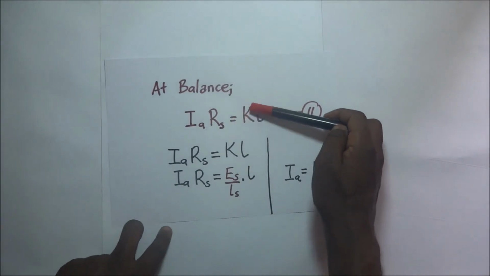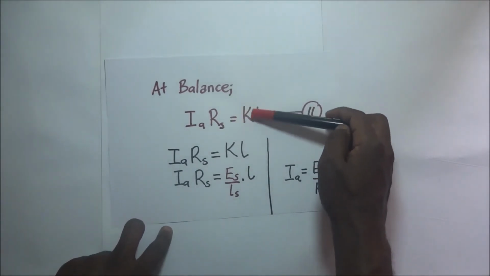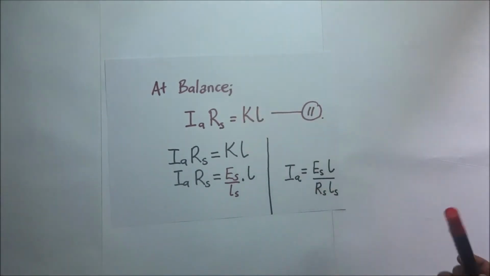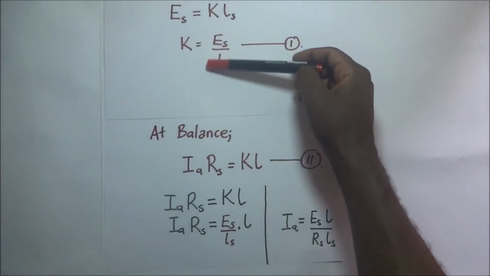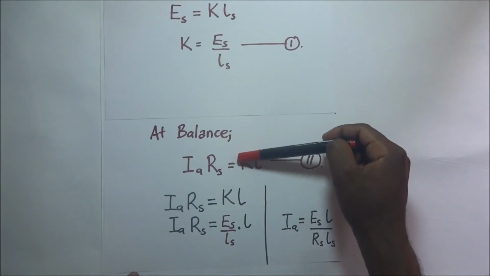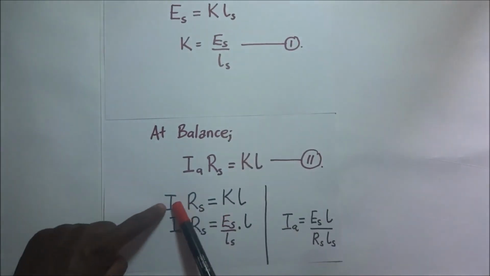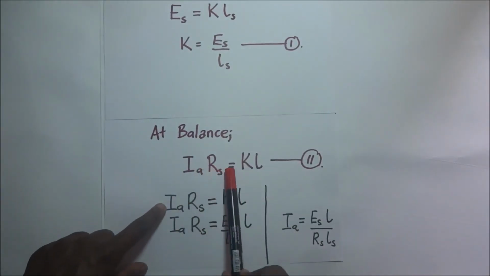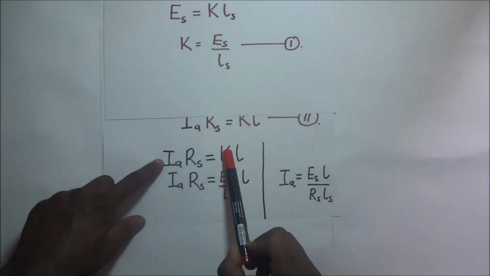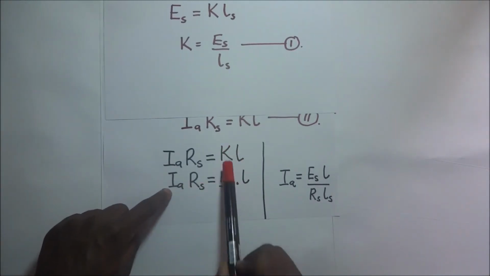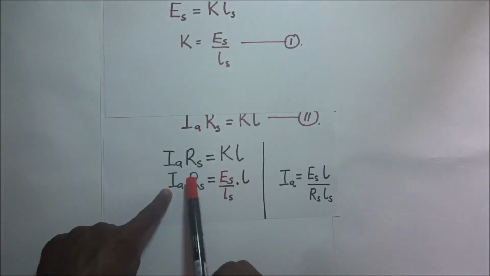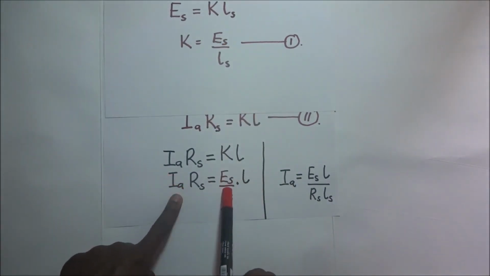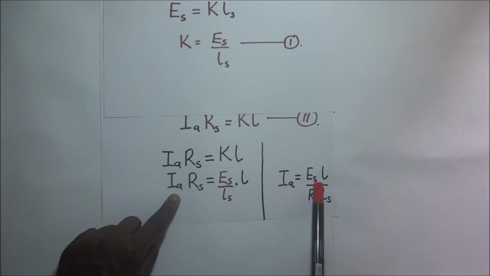Since we already got the expression for the value of K, the PD per unit length, in our equation 1, which is right here, we go ahead and substitute for this value of K in this. So just like we did here, I times Rs is equal to K times L. We substitute for the value of K from our equation 1, and we get an expression. We make I the subject of the formula, and this is the expression we get.